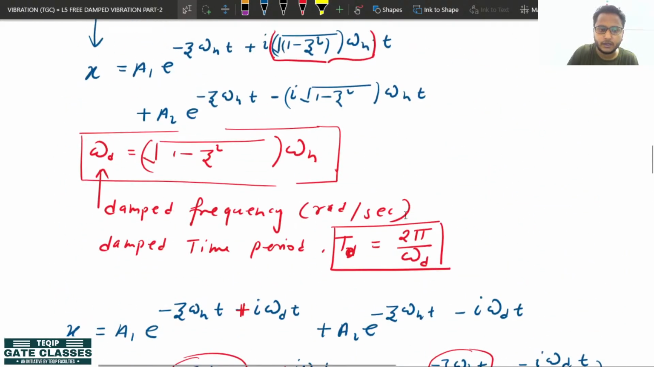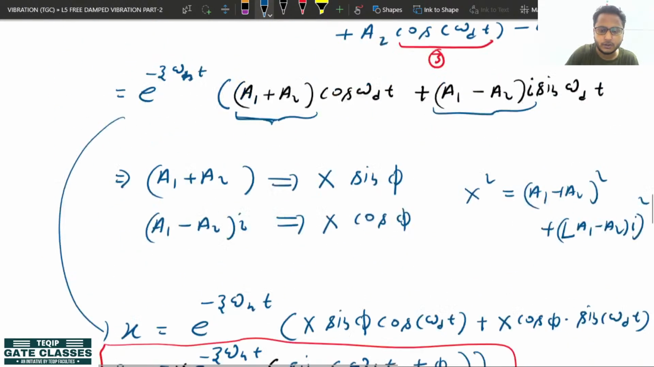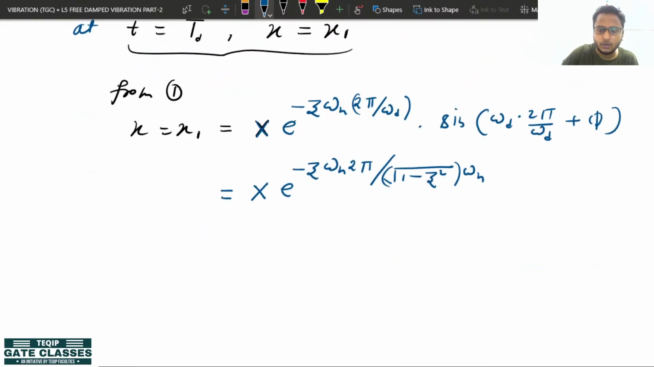We have defined omega d as root of 1 minus zeta square multiplied by omega n. In the same way we can write here also, multiplied by sine, this omega d will be cancelled out, so sine of 2 pi plus phi, and everyone knows what that is. What is the value of sine of 2 pi plus phi?